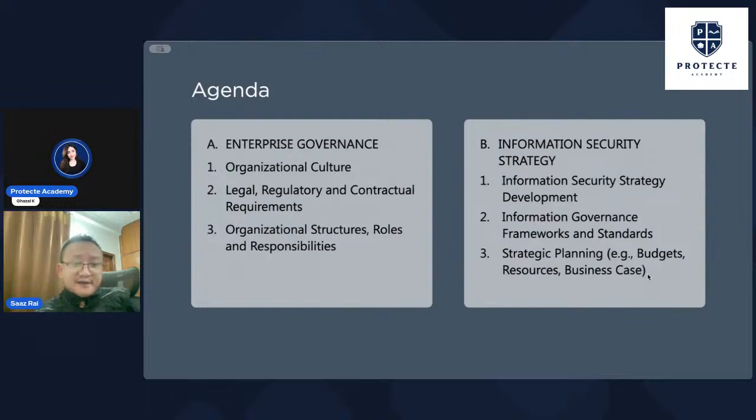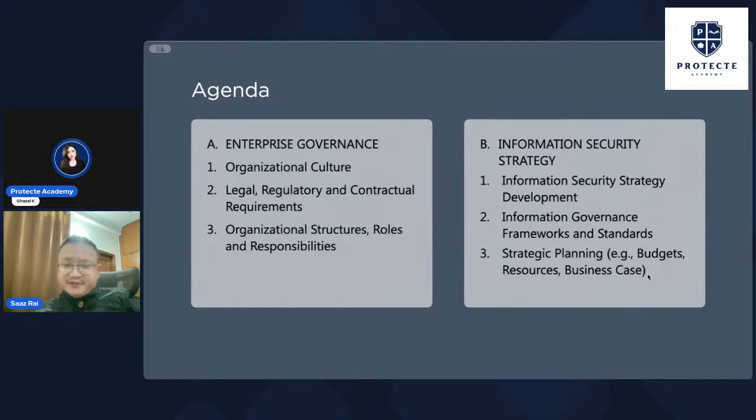And again, handling legal, regulatory, contractual requirements, important here. Understanding the organizational structures, the RACI matrix, who is responsible, who is accountable, what is the role of the board of directors and the senior management, or the security manager, what are the roles, who does what, steering committee, how do they help. So these are important roles that you need to understand.